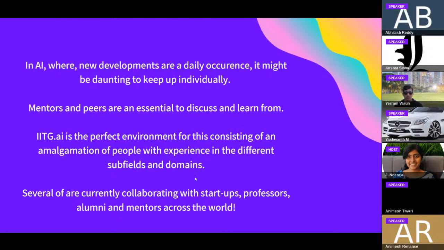And also, as undergraduates, since we are a club that also focuses on research, it is very difficult for us to just work on our own, because currently we do not have the experience to maybe just dive into research without any external help. Which is why in IITG.ai we collaborate with different startups, different professors, alumni, and mentors across the world. And luckily, since this is a software club, we are able to do so easily.